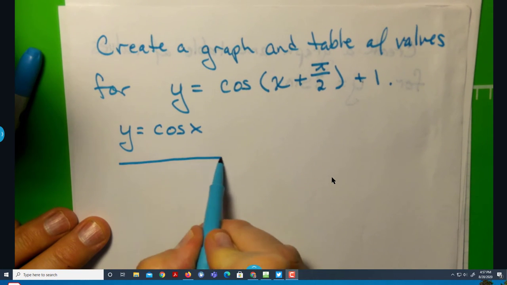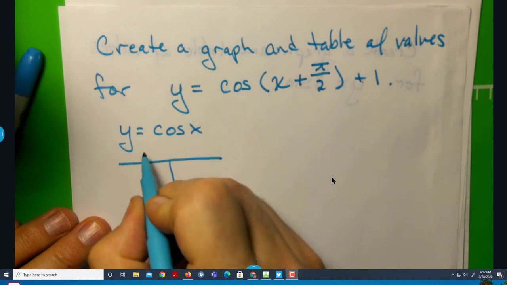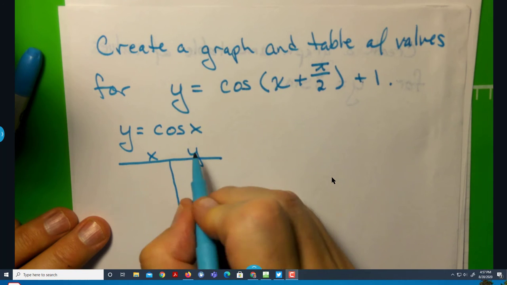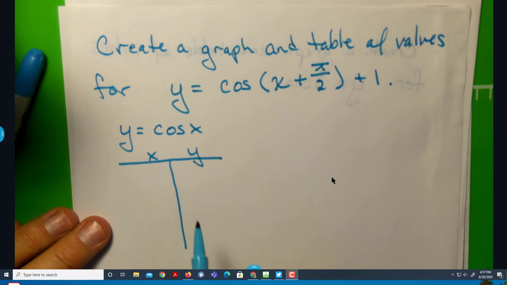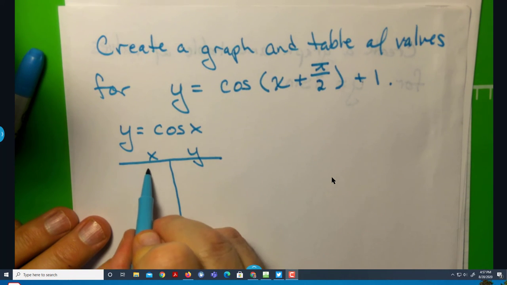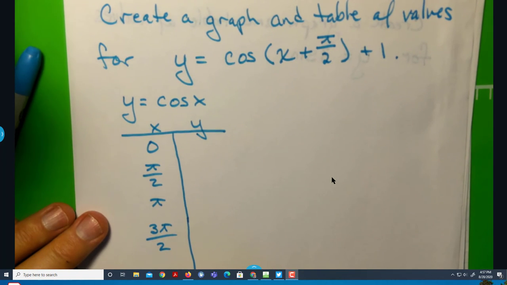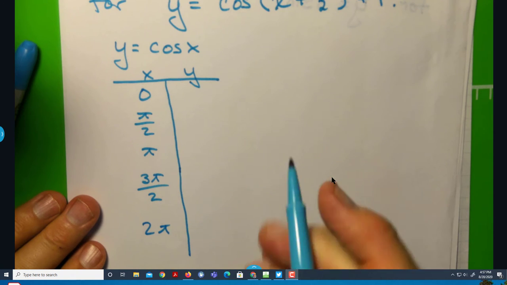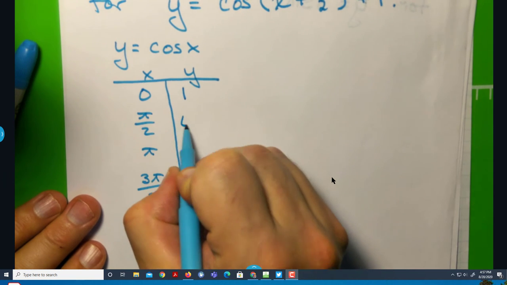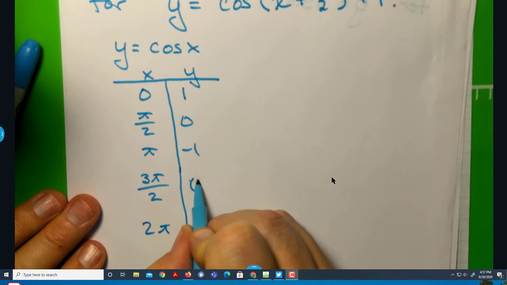Well, we know it's a periodic function. We know that if we want to use nice points to do this, we start at 0, pi over 2, pi, 3 pi over 2, and 2 pi. And cosine starts at 1, 0, minus 1, 0, 1.